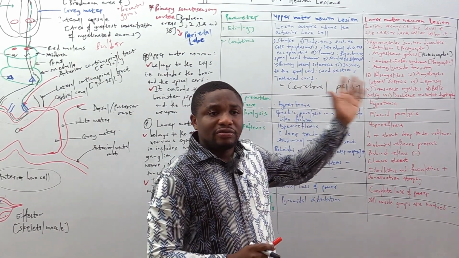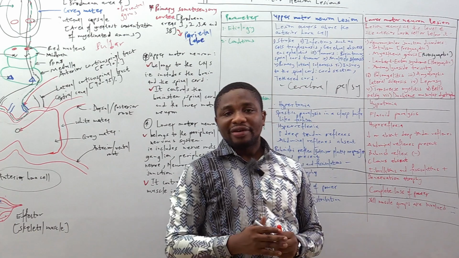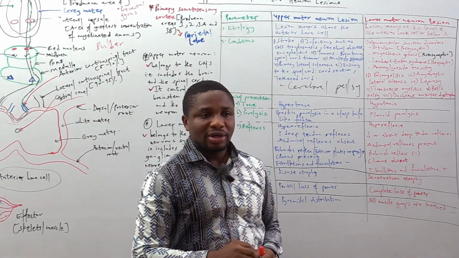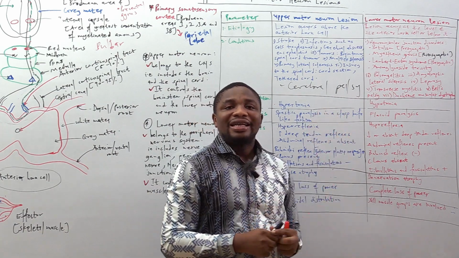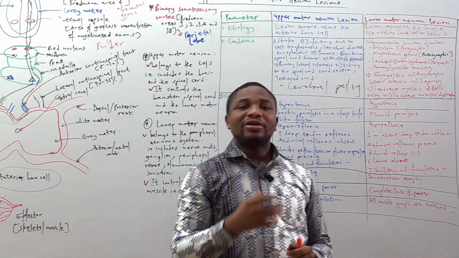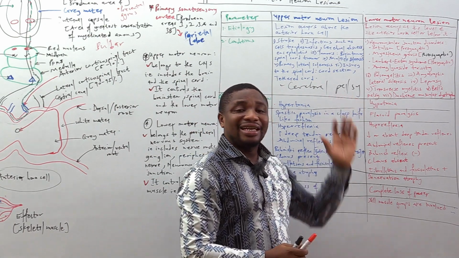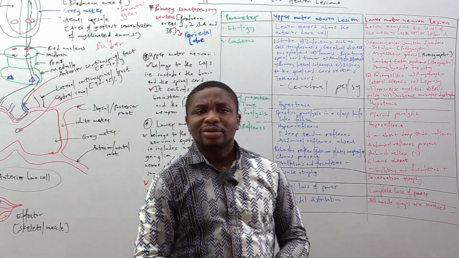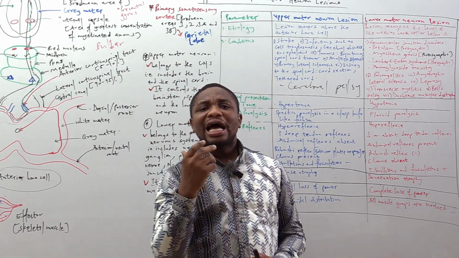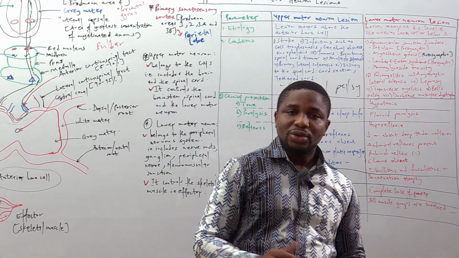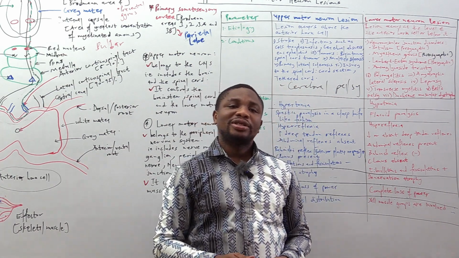Then we can also think of myasthenia gravis. For that one, it is a postsynaptic disorder. Then we can also think of Lambert-Eaton syndrome. For that one, it's presynaptic. Another thing we can think of under the neuromuscular junction disorders is aminoglycoside toxicity. Yes, those are the neuromuscular junction disorders.